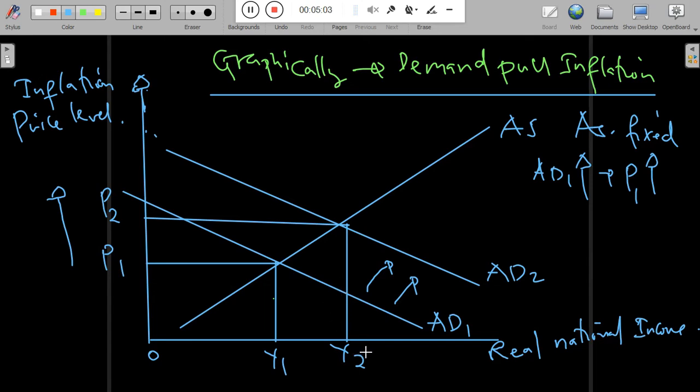Aggregate supply is constant since we are dealing with demand, as you can observe. So you must expect that a shift in aggregate demand causes the price to increase, and that is what results in what is known as demand-pull inflation.